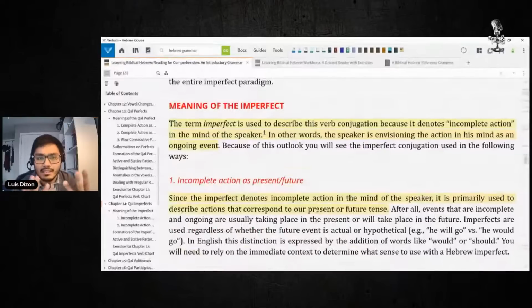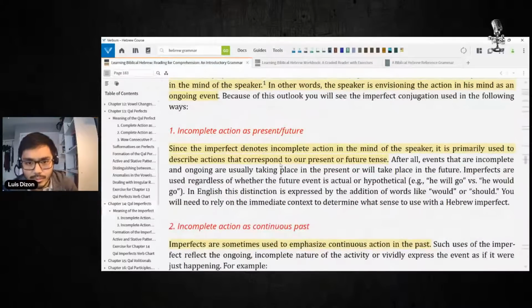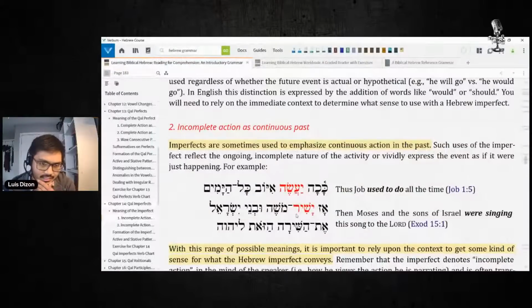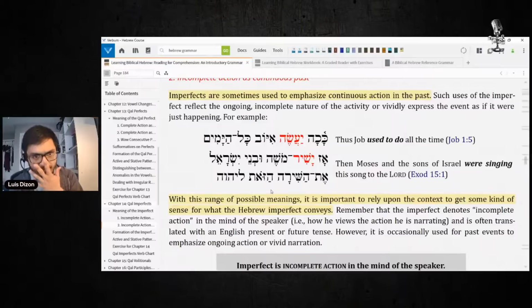So the way to think of it is usually the perfect tense denotes past. Usually the imperfect denotes present or future, but those are not hard and fast rules. And when exactly does the imperfect denote a past action? Usually it's a habitual or a continuous action in the past. So we have here a couple of examples in the textbook if you're looking at it.